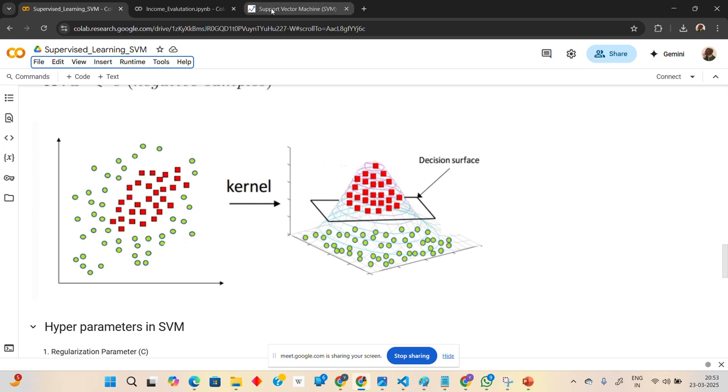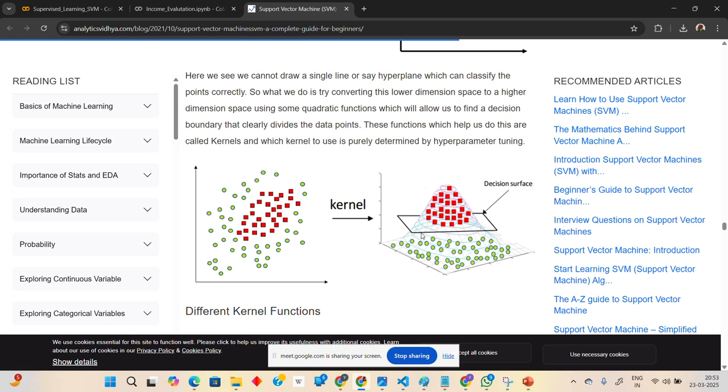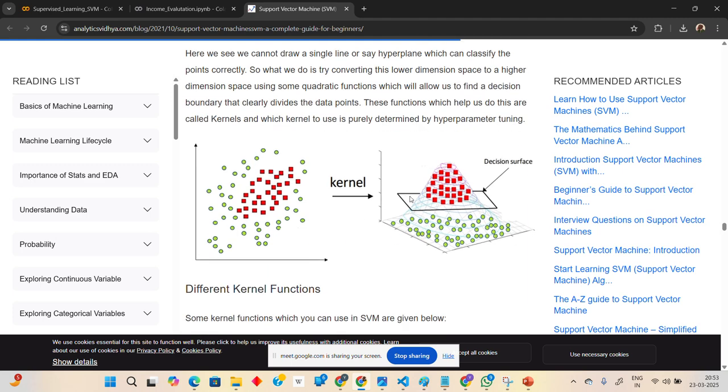Is that clear? Why do we require kernels? When do we require kernels? Can I get a quick confirmation? When do we require kernels? It is a very important thing. Do we require kernels in all situations?